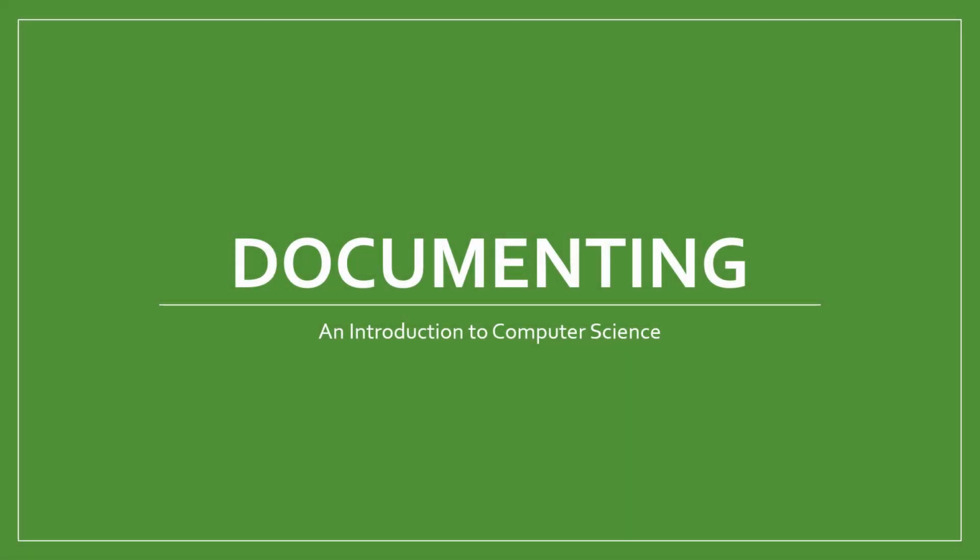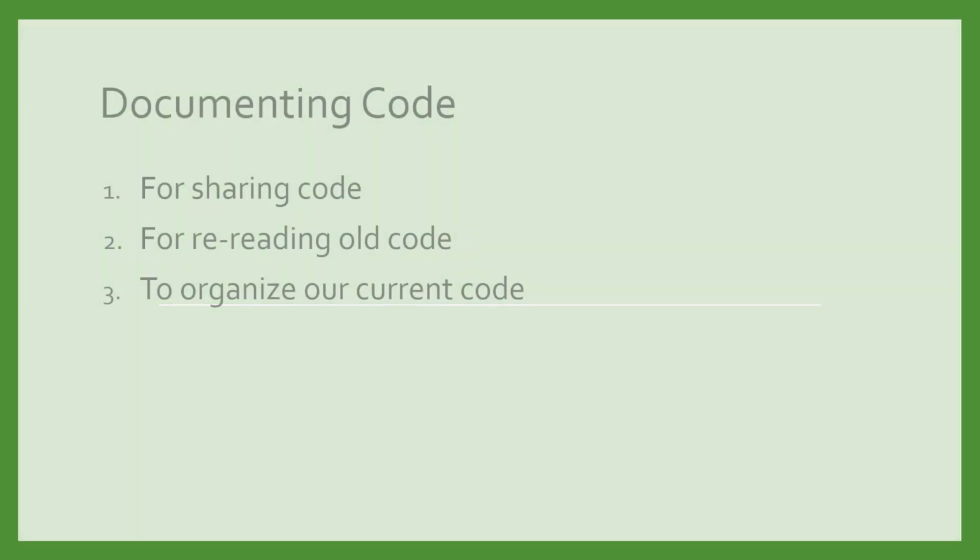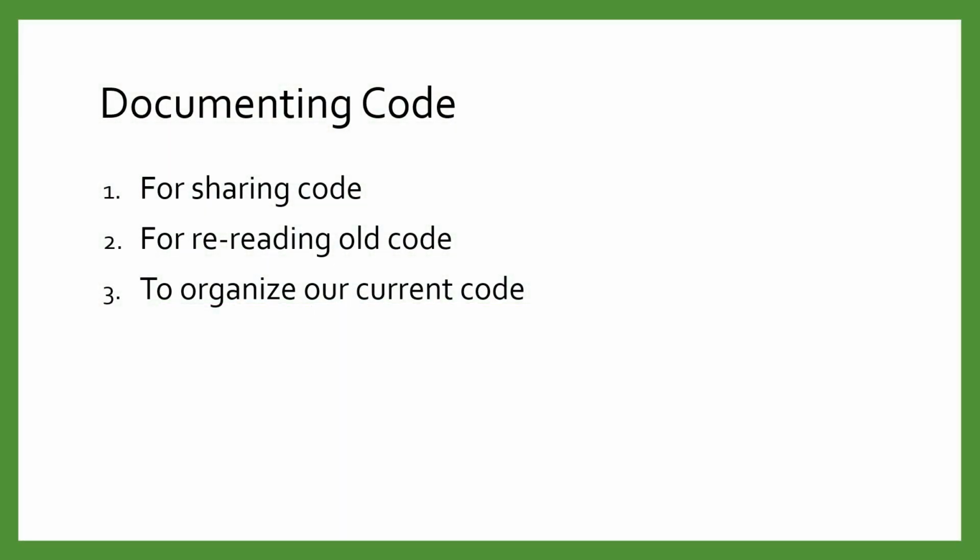Let's learn about documenting. Programmers write documentation in order to explain what a function does. This is useful not only for sharing code with other programmers, but when we come back to code we wrote later. To document code, you create comments that are ignored when the code is executed. These comments are for the benefit of humans, not the computer.